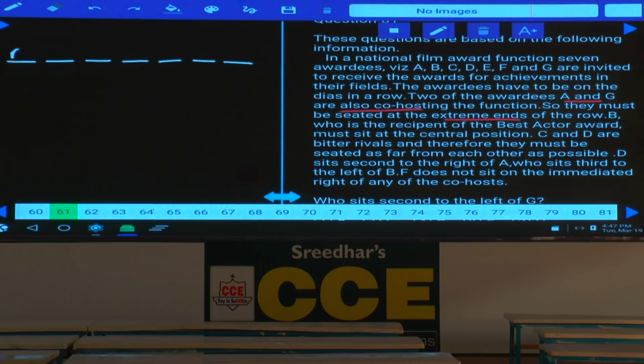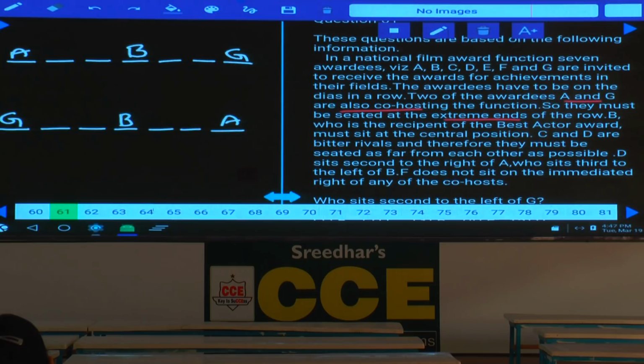A and G. If A is here, G will be here. And what is the second possibility? If A is here, then G will be here. Isn't it? G and A are at the extreme ends. And B, who is the recipient of the best actor award, must sit at the central position. Hence B must be at the center only.